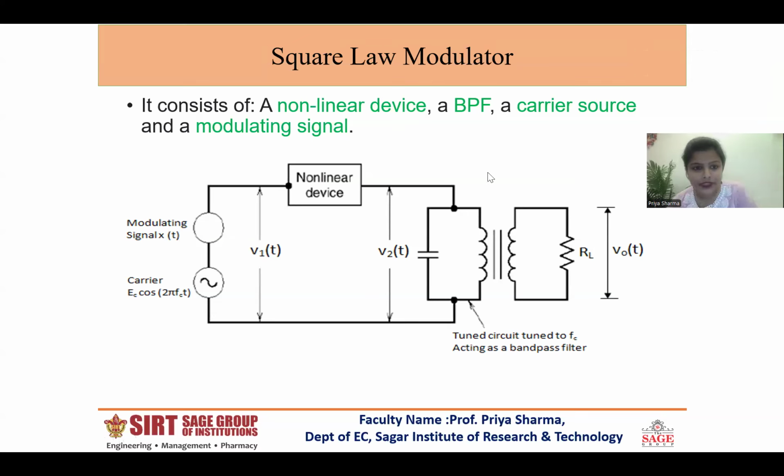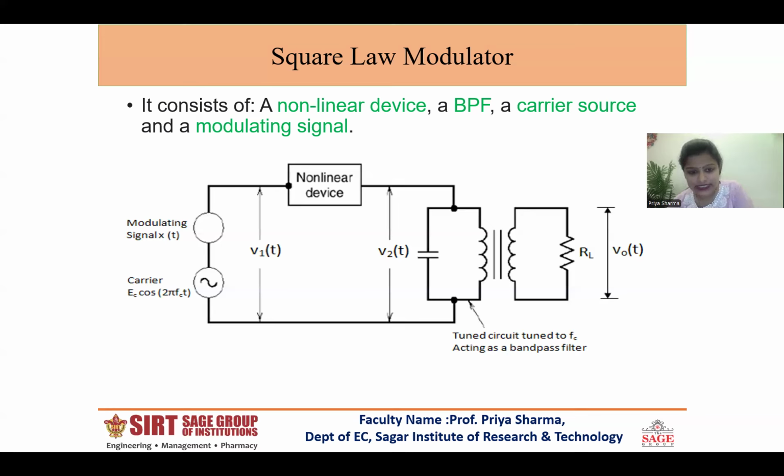It basically consists of only a few components: a nonlinear device, a bandpass filter, a carrier source, and a modulating signal. The modulating signal is given from here, and the carrier signal from here, given as Ec cos 2 pi fc t. This is the nonlinear device. This is the bandpass filter, and from here we'll get the output. This bandpass filter is a tuned circuit, which is tuned to the carrier frequency only. Let's discuss its operation.